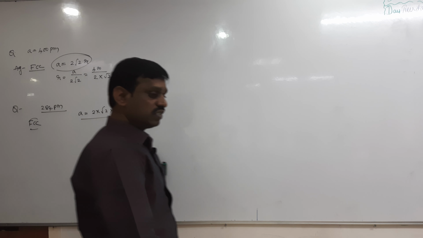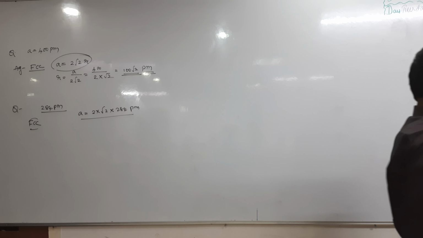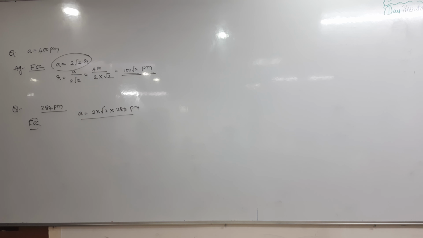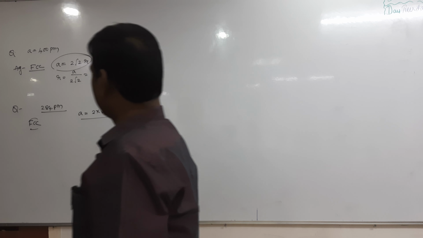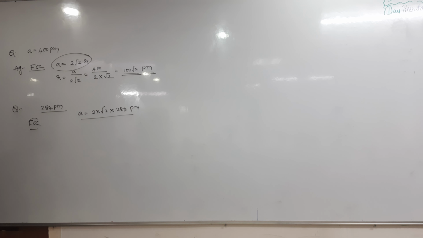Lithium crystallizes in BCC and its edge length is 250 picometer. What is the length of cube diagonal line? One second, it is BCC, not FCC. What is the length of cube diagonal?